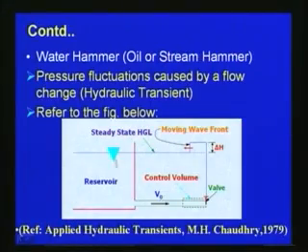Water hammer is also called hydraulic transients. In this figure, there is a reservoir and a pipe, and if we close this valve, a wavefront will move in this direction, reach the reservoir, and then go back again in this direction. Like that there will be pressure fluctuations with respect to this flow change, which is called water hammer. We will discuss water hammer and the unsteady flow equations in detail in the next lecture.